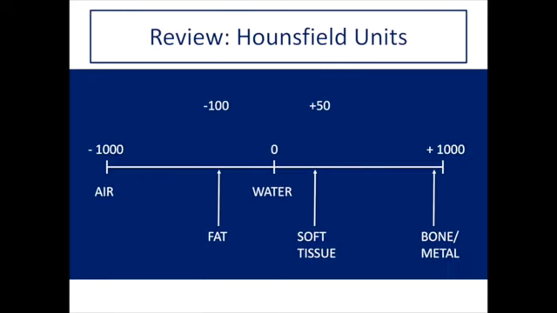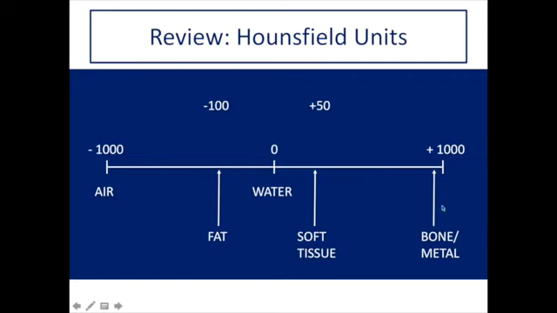Quick review. Again, I can't emphasize how important it is to know the basic radiographic densities and know some ballpark figures. The Hounsfield unit scale is a measure of density, from -1,000, the least dense, to beyond +1,000, the most dense structures. By convention, 0 is water and -1,000 is air. Everything else is calculated based on that.